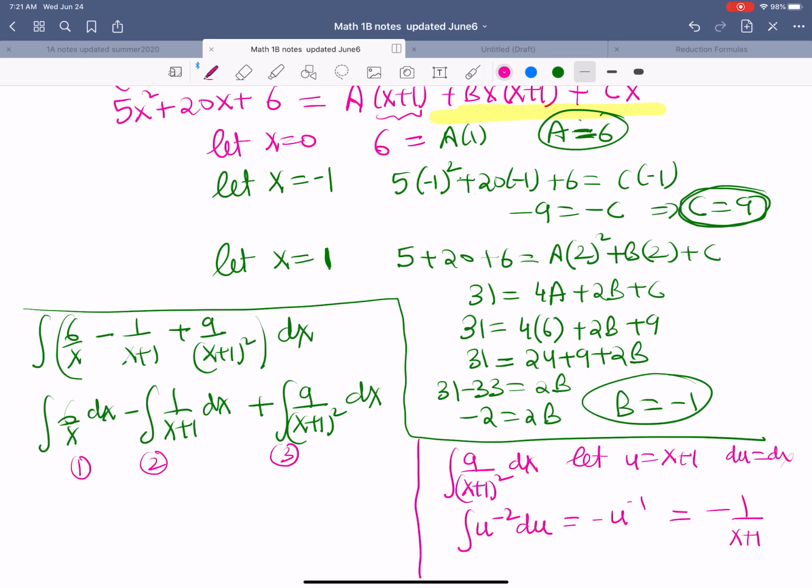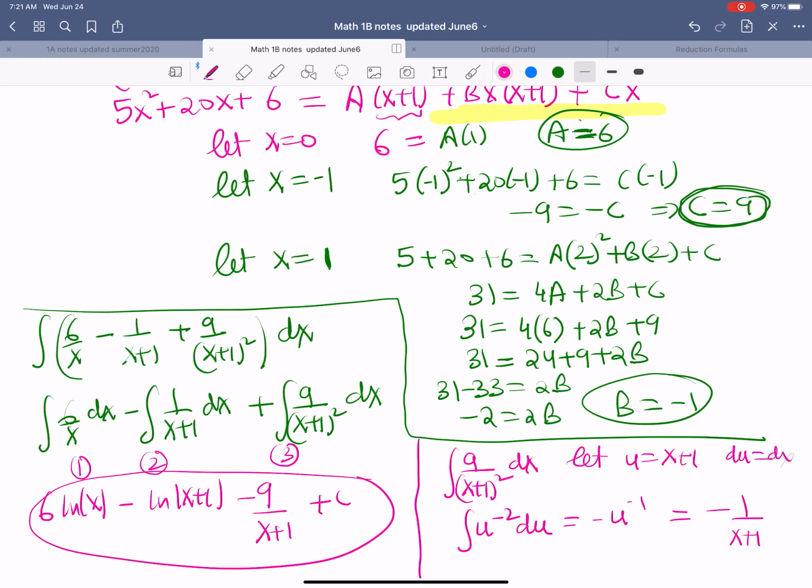Okay, so I'm going to plug these back in there. So this is 6 natural log of x minus natural log of x plus 1. Notice I'm putting the absolute value bars because I'm not sure if these are positive or negative depending on what x is. Plus, actually it would be negative now because I'm plugging in, it would be minus 9 over x plus 1 plus c. And that's what our integral turns out to be.